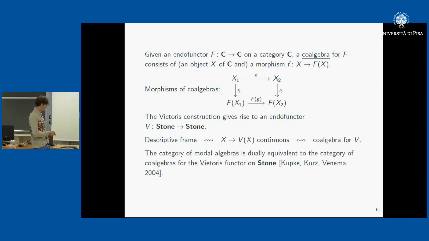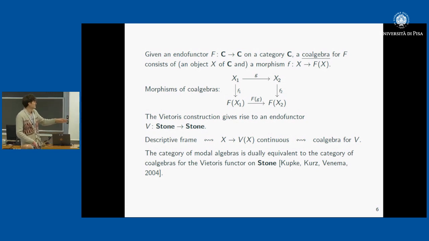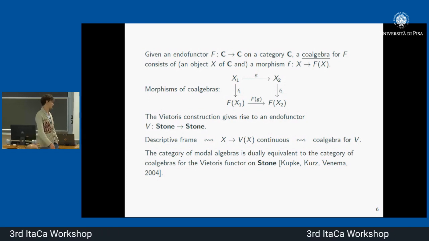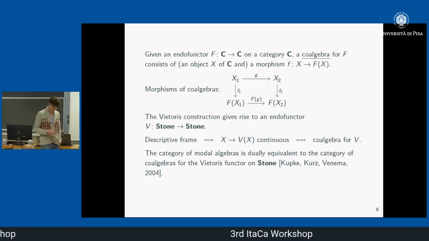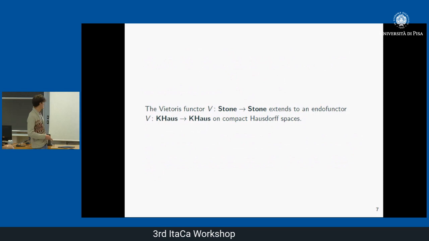So Jónsson-Tarski duality can be described as follows: the category of modal algebras is dually equivalent to the category of coalgebras for the Vietoris functor on Stone spaces.